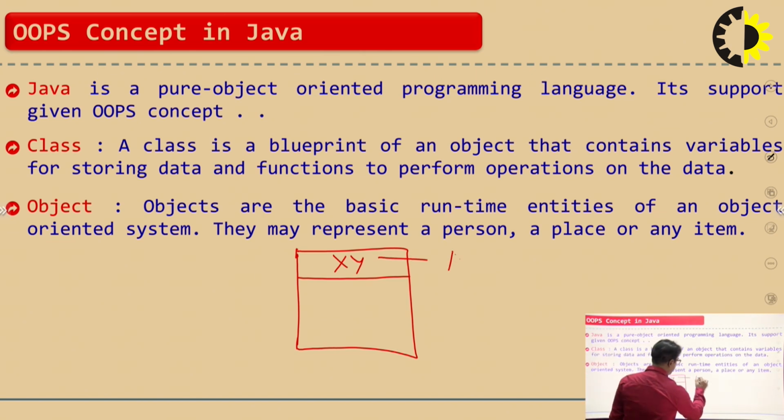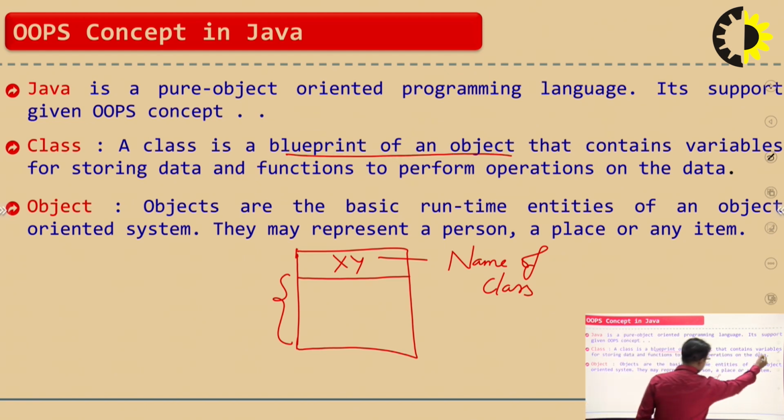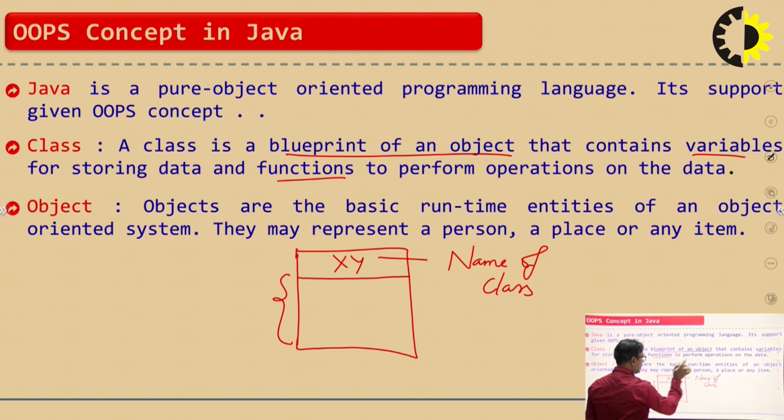This is the name of the class, and this part holds what exactly? The definition says that it is a blueprint of an object that contains variables and functions. Whatever data types and variables are being defined here, and all the functions or methods, you can see, are defined here in this body.